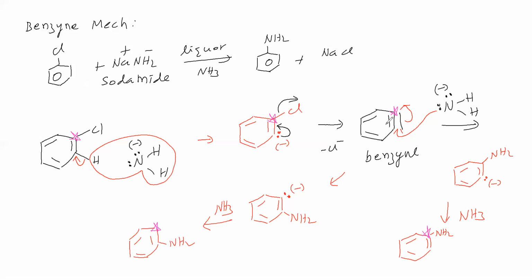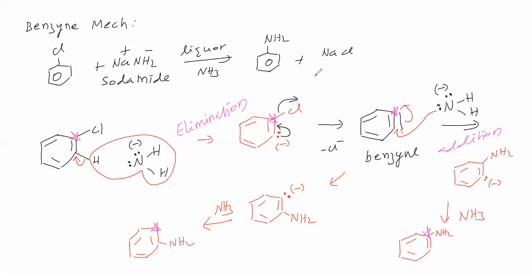Now, in this case, first this NH2 minus abstracts a proton and becomes ammonia. Therefore, it is elimination, elimination of proton. Here NH2 minus is adding. Therefore, it is addition. So it is an elimination-addition mechanism. First elimination followed by addition. This is called the benzyne mechanism because the intermediate is benzyne.